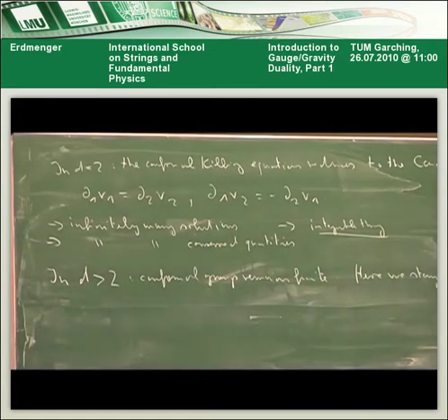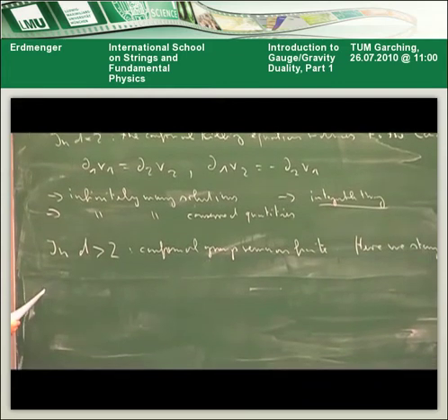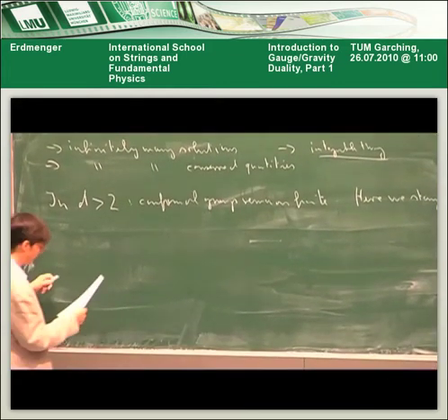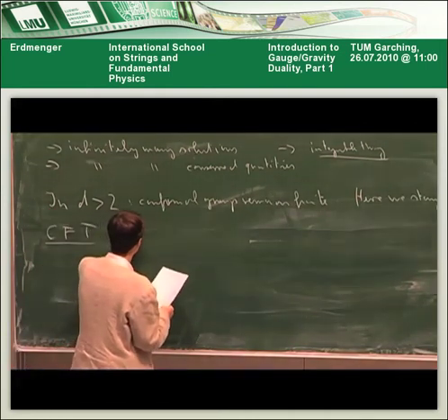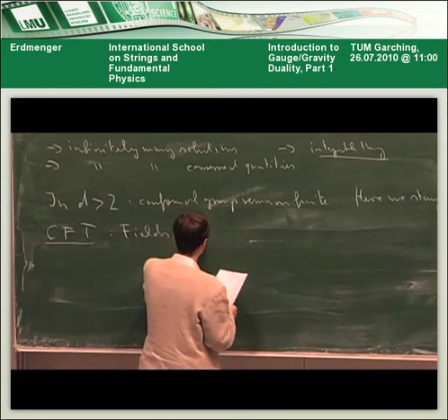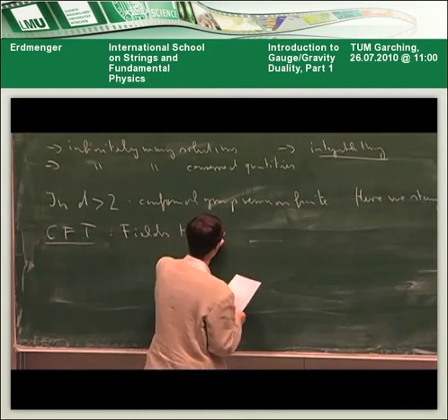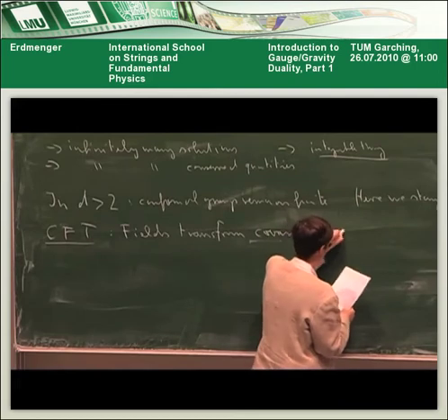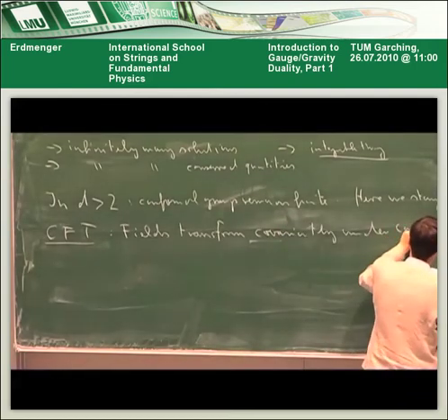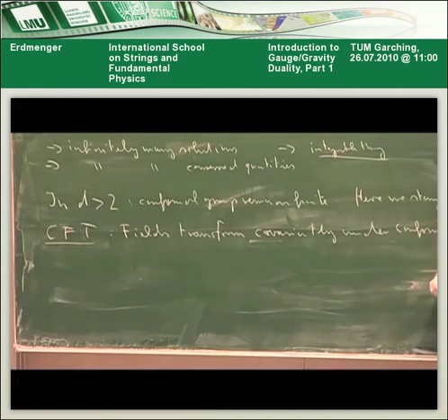Okay, so now what's a conformal field theory? We have this conformal symmetry, and a conformal field theory means that the fields have to transform covariantly under these transformations. So conformal field theory means the fields transform covariantly under conformal transformations.